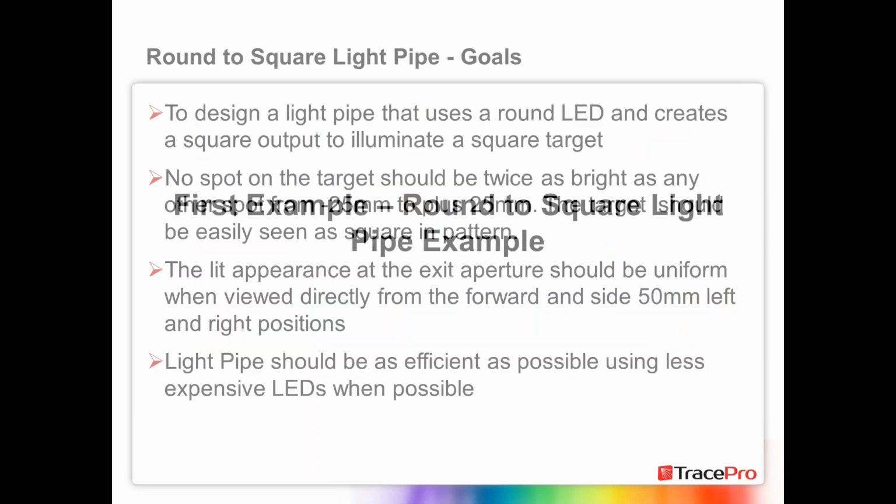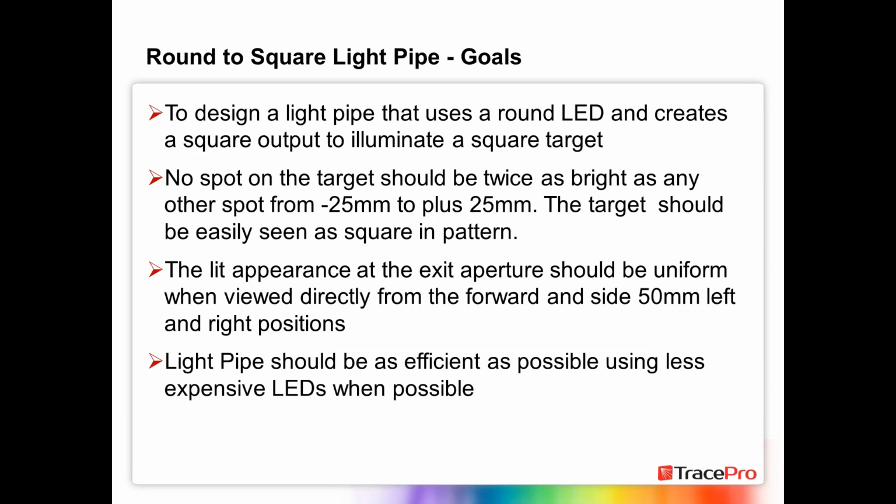Well, it's about time we go and look at some examples. Okay, we're going to go from a round to square light pipe. The goal for this particular light pipe is to design a light pipe that uses a round LED and creates a square output at the exit surface to our target. No spot on the target should be twice as bright as any other spot, and we're trying to go from a very small 3 millimeter emitting round LED to 25 by 25, for a total of 50 millimeters, in a square pattern. The target should easily be seen as being square in that pattern.